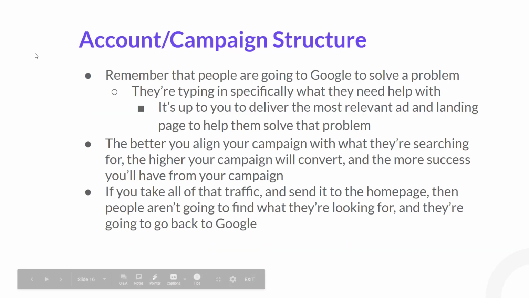Because at the end of the day, you need to remember that people are going to Google because they need to solve a problem. They're looking for a service, whatever it might be. People go to Google to solve problems, and they're typing in specifically what they need help with. And it's up to you to deliver the most relevant ad and landing page to help them solve that problem. Once you start thinking about it like that, at least for me, when I was getting started in Google Ads, that's how things clicked for me. I just realized there's a bunch of human beings going to Google. They have problems to solve, and it's up to me to organize my campaigns to help them solve those problems in the most efficient ways.